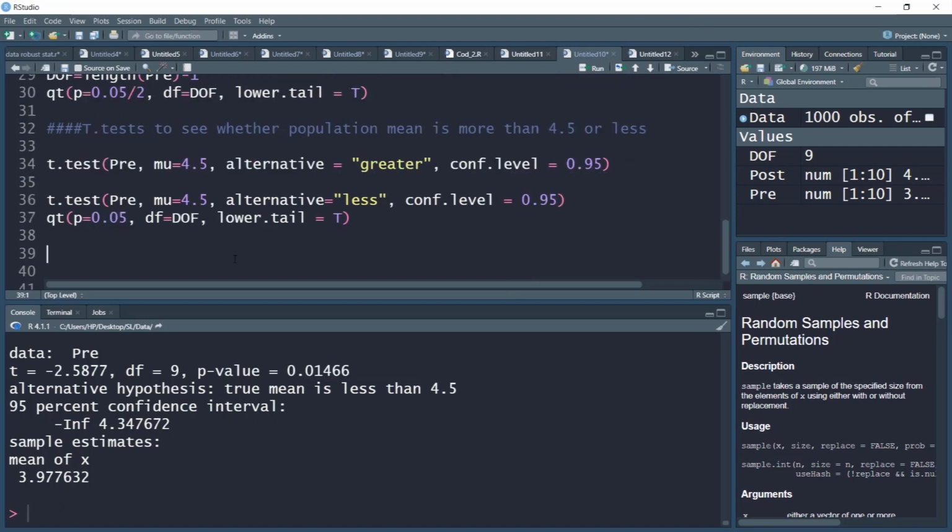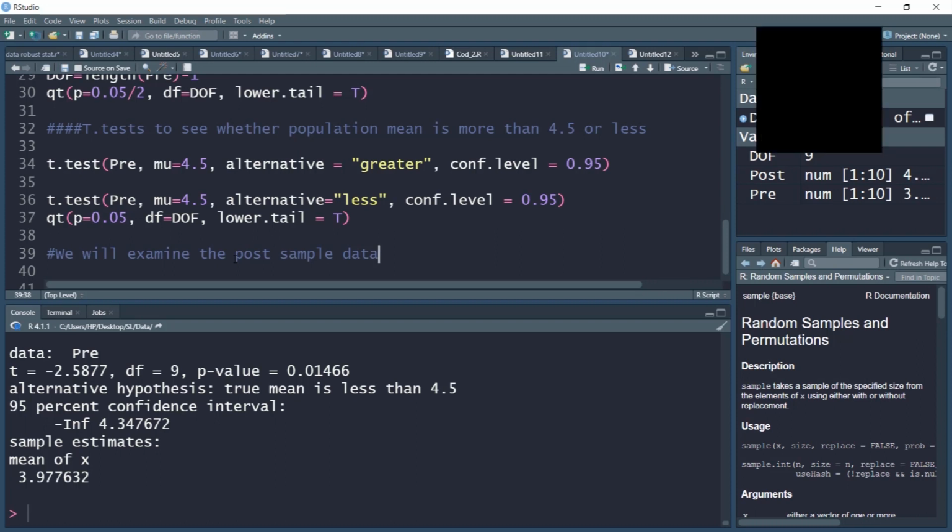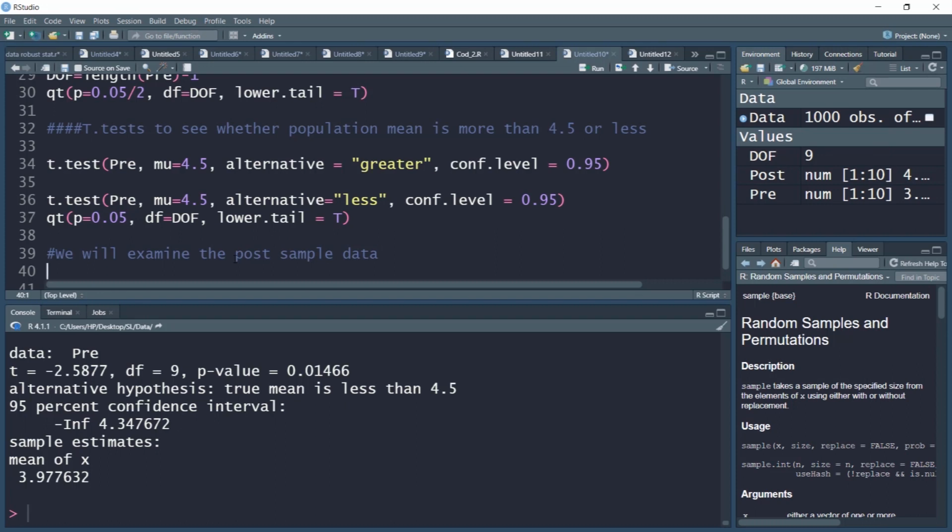In the previous video, we examined the pre-sample data, that is before the training and development program. In this video, we'll examine the post-sample data. We'll use similar Z and T test statistics to conduct hypothesis tests, and we'll examine the impact of training and development. We'll use p-values to make inferences, and first we'll start with the Z-test statistics hypothesis testing, and then we'll move on to T-test statistics.